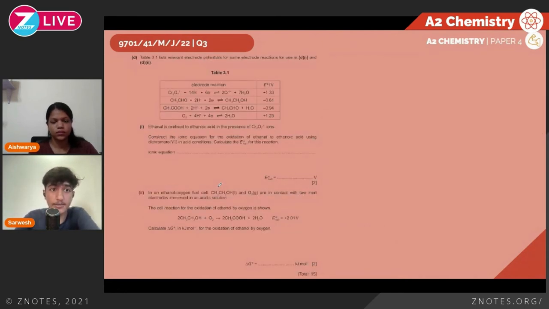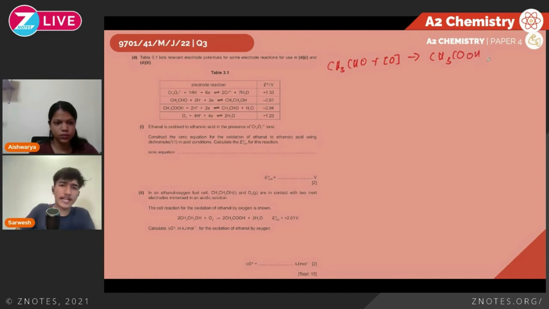Table 3.1 lists relevant electrode potentials for some electrode reactions for use in D1 and D2. So ethanol is oxidized to ethanoic acid in the presence of Cr2O7 2-. Construct an ionic equation for the oxidation. Basically, just remember from organic that this reaction would be CH3CHO plus O would give CH3COOH. Okay, so this is our reaction over here. And we will be modifying this a bit so it fits over here. So the ionic equation.